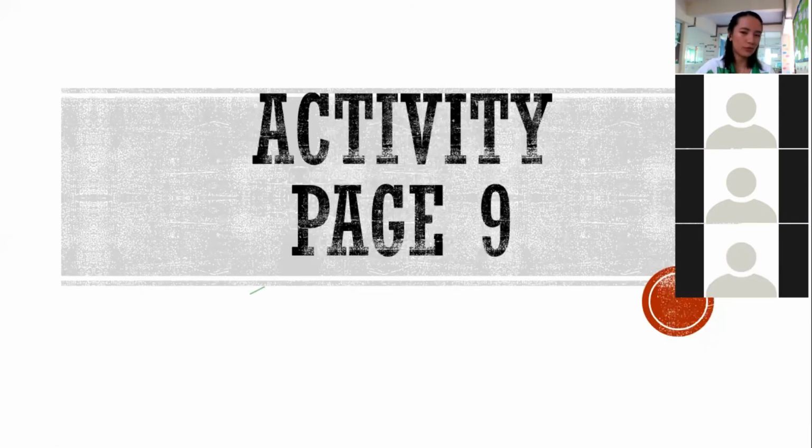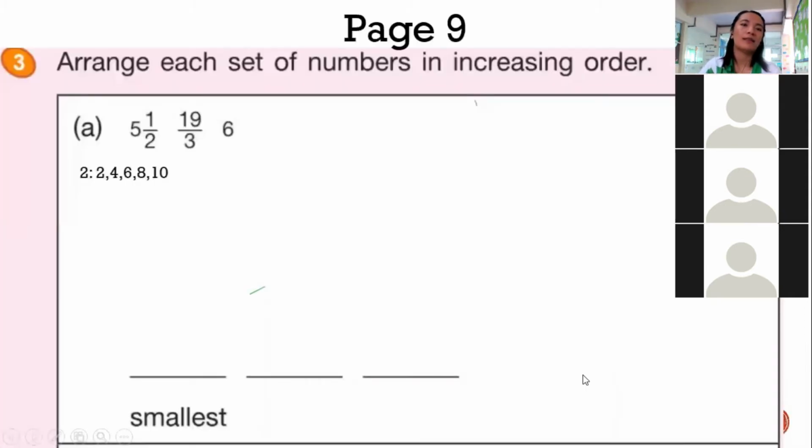All of you open your book to page 9. And if you have some question, you can ask teacher. All right. So page 9, let's start with, it said here, arrange each set of numbers in increasing order. So this time we will find the multiples first.